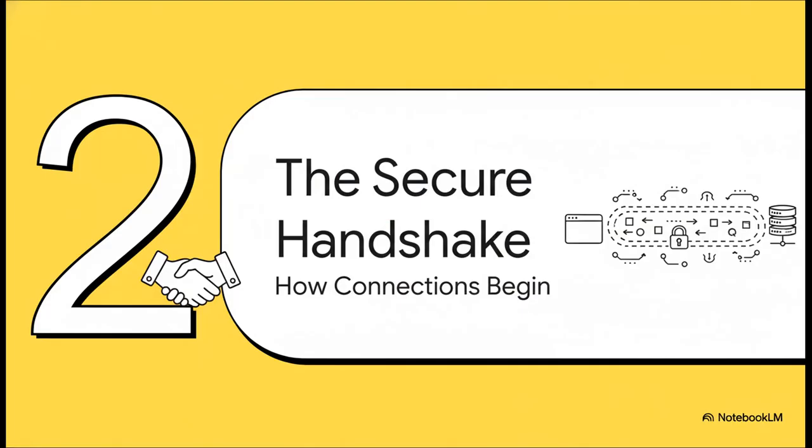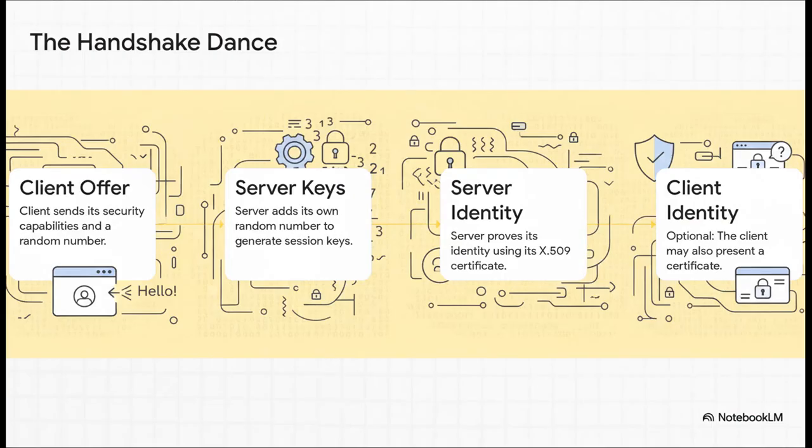Okay, so how does this magic tunnel even get created? It all kicks off with something called the secure handshake. Before you send any of your actual data, like your password or credit card info, your browser and the server have to sort of introduce themselves and agree on a secret code for their conversation. And this whole process, it's kind of like a secret dance, really.